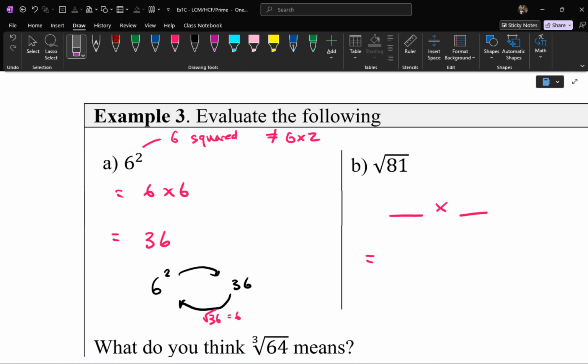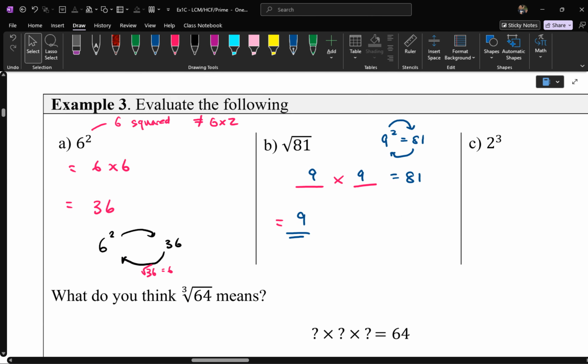Very good. So this is where knowing your times tables, 9 times 9 gives you 81, so that's why I know root of 81 must be 9, because essentially I'm saying 9 squared equals 81. So if I can do squaring, I can do square rooting. So they're sort of moving forward, moving back. Let's do another one.